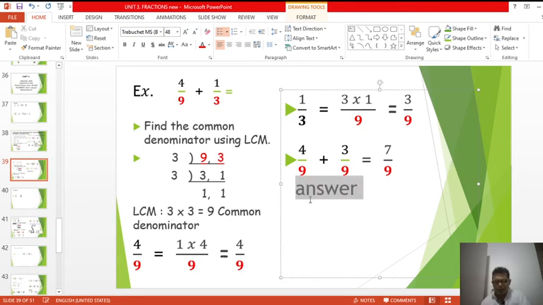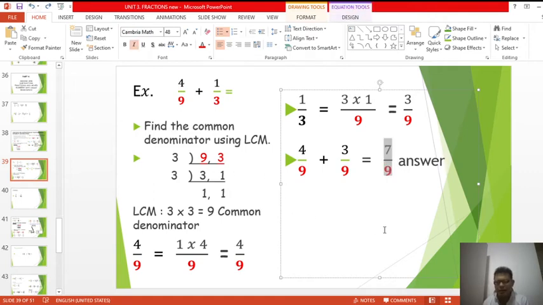Hold on. Let me bring it smaller. Okay, so now that is all about addition. How about if we have subtraction? If we have a subtraction problem, the same method you're going to use. The same thing.